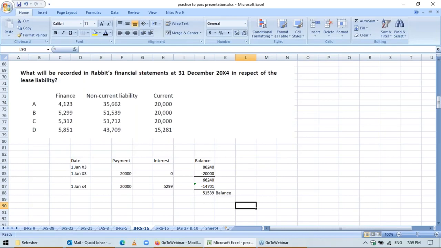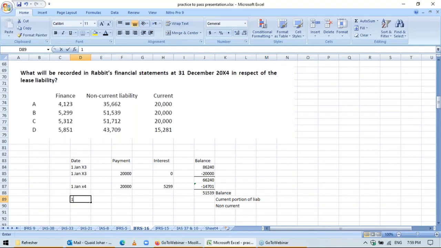Now we need to know the current portion. So what will be the current portion? The amount which is payable in 12 months time, and the rest will be the non-current portion. If we deduct the current portion, we get the non-current portion.